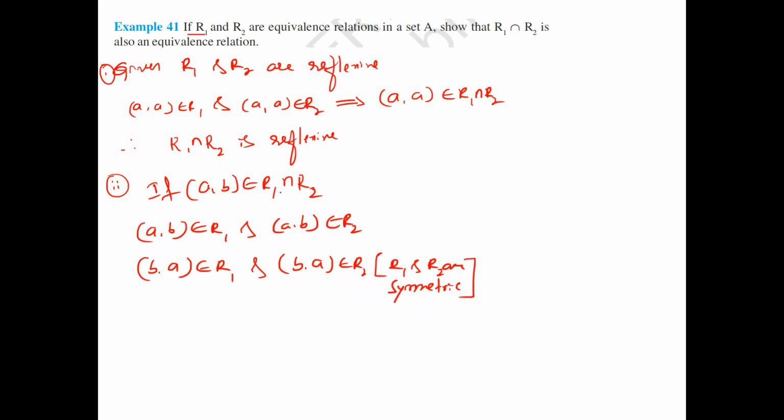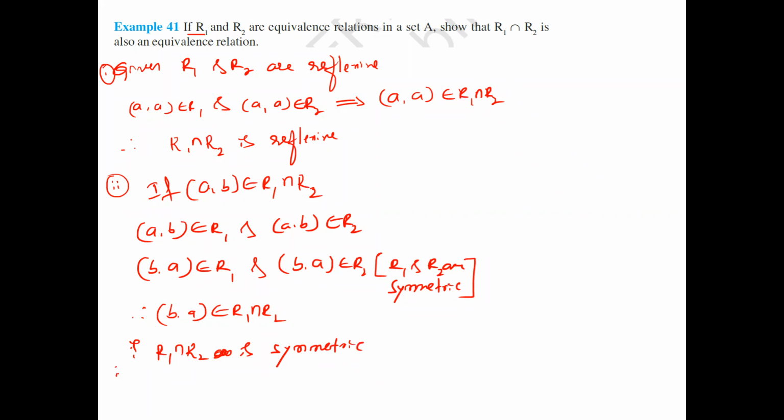R1 and R2 are symmetric, so A comma B can be written as B comma A in each. Now B comma A belongs to both R1 and R2. Therefore, what is the conclusion? B comma A belongs to R1 intersection R2. In the beginning, we took A comma B belongs to R1 intersection R2. Finally, we got B comma A belongs to R1 intersection R2. Therefore, R1 intersection R2 is symmetric.